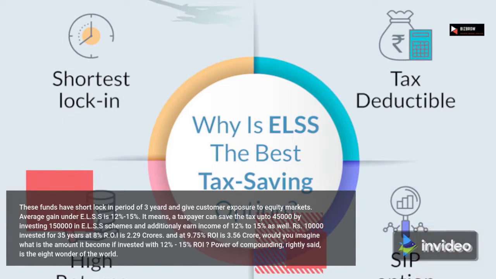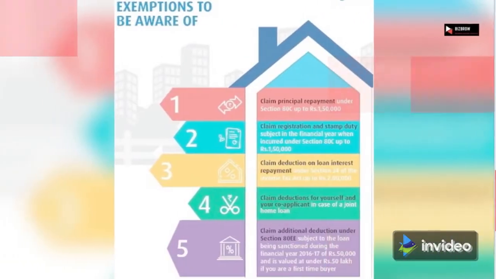It means a taxpayer can save tax up to 45,000 by investing 1,50,000 in ELSS schemes and additionally earn income of 12% to 15% as well. 10,000 rupees invested for 35 years at 8% ROI is 2.29 crores, and at 9.75% ROI is 3.56 crore. Can you imagine what the amount becomes if invested at 12% to 15% ROI? Power of compounding, rightly said, is the eighth wonder of the world.